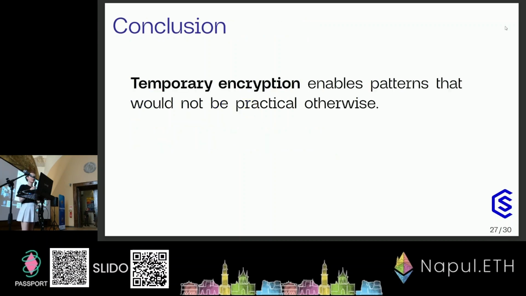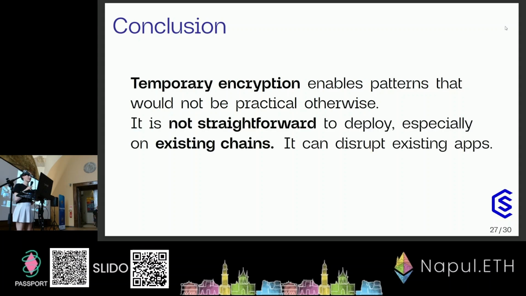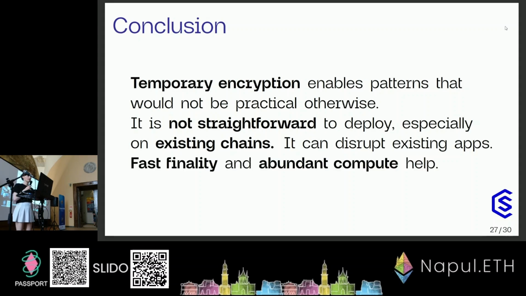And to conclude, temporal encryption, I think, opens up new applications, new use cases on blockchain that would not be possible otherwise. But of course, there are these drawbacks. It's difficult to implement properly and to develop. And we know that having faster finality and more compute, because we consume compute, could be relatively helpful.